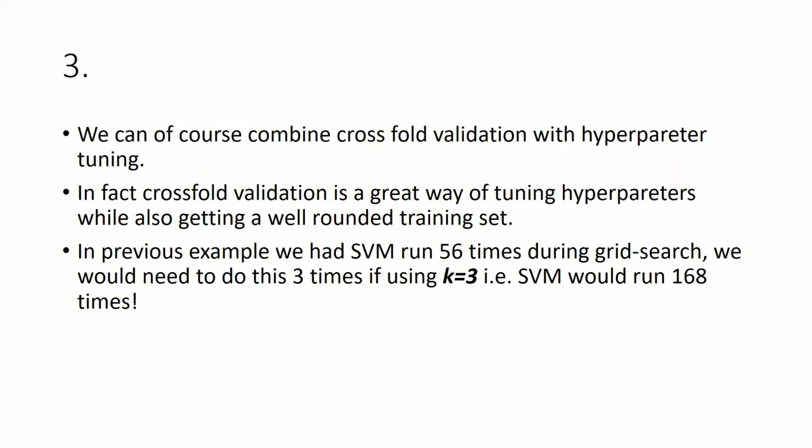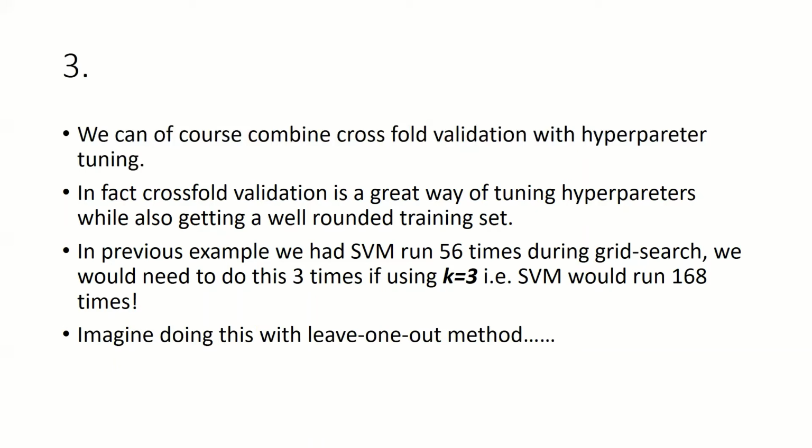So if you were to run SVM 56 times using grid search, because you had 2 hyperparameters to tune, if you were doing this with K equals 3, you'd have to run SVM 168 times. So a lot of people find that, I'm going to introduce the Carrot package, which automates this for us. And the common complaint I get every year is, why is it so slow? I'm not using this package ever again. And the reason is because it's going through so many times. Yeah, so imagine doing this with the leave one out method. You'd be running it loads of times.